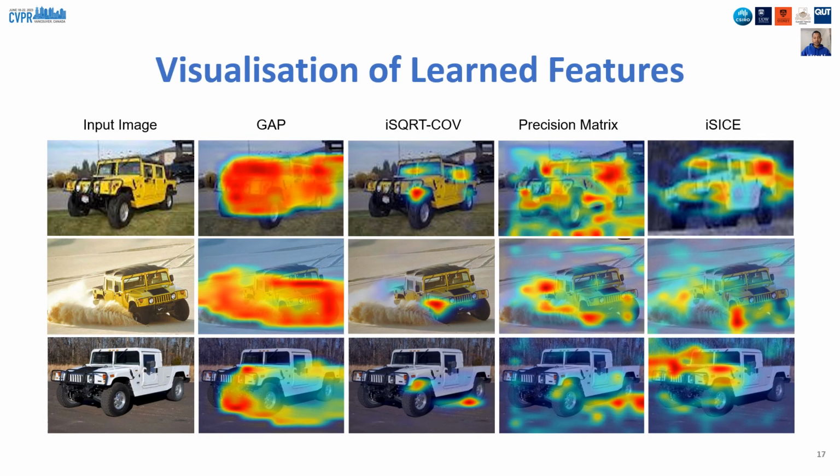Now we visualize the features learned by our iSICE method and compare them with its covariance counterparts and global average pooling. The feature map suggests that with iSICE, the model focuses well on the key parts of the car to extract features for classification. Global average pooling overly focuses on the entire foreground. The covariance method focuses poorly, while iSICE lets us control the degree of focus by controlling sparsity.